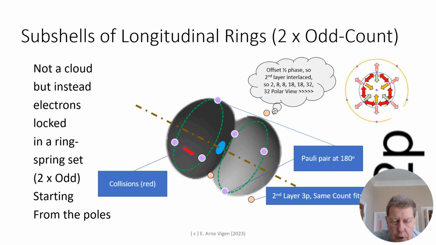However, once you have more than 2, they sort of have to go in sets. So these have 3 electrons in each hemisphere. This is subshell P.